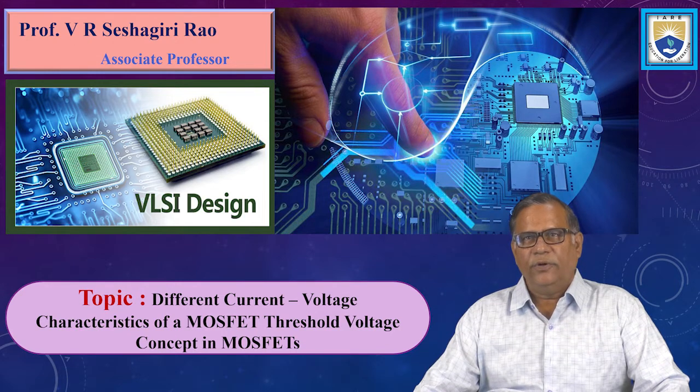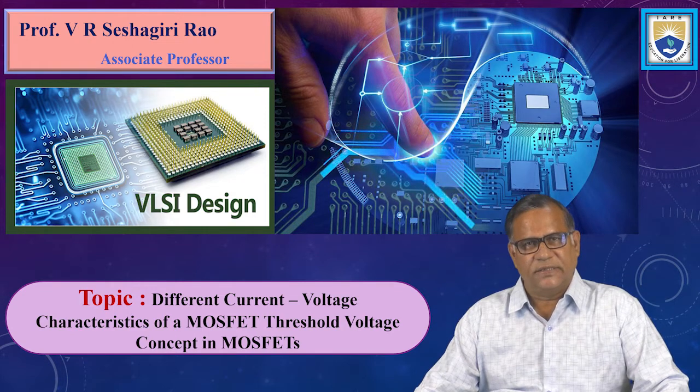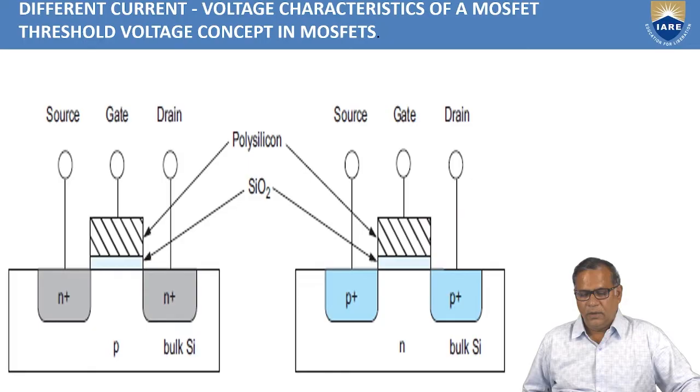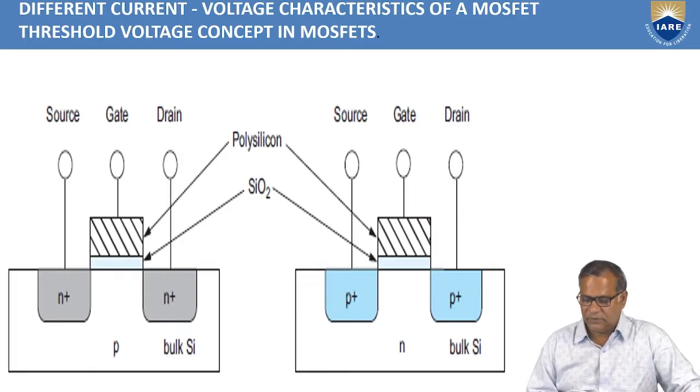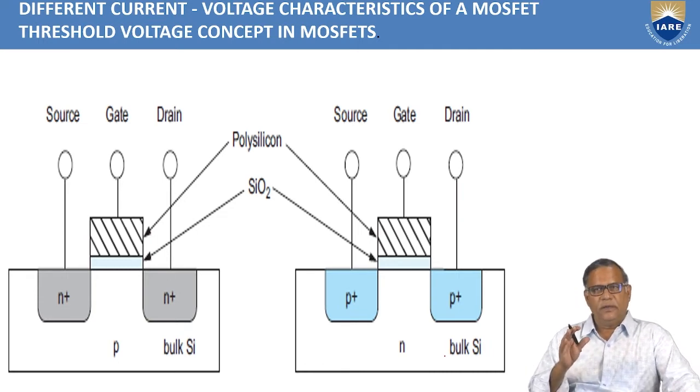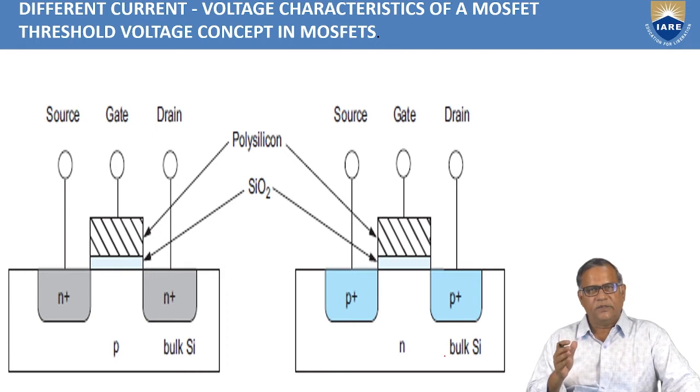So today I am going to discuss the different current and voltage characteristics of MOSFET in saturation and non-saturation regions. And also I am going to discuss the threshold voltage concept in MOSFETs. Now these are P MOSFET and N MOSFET. You know, the P MOSFET is formed on N substrate and N MOSFET is formed on P substrate.